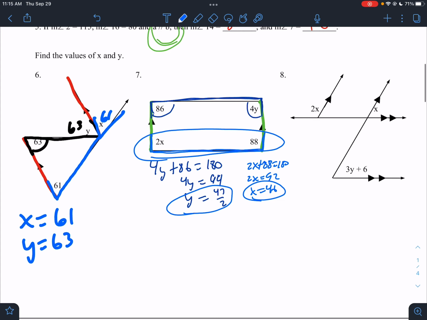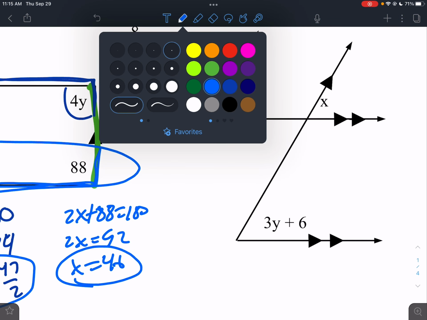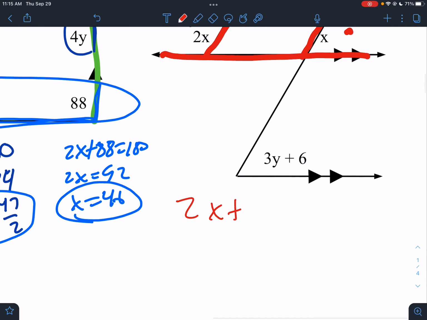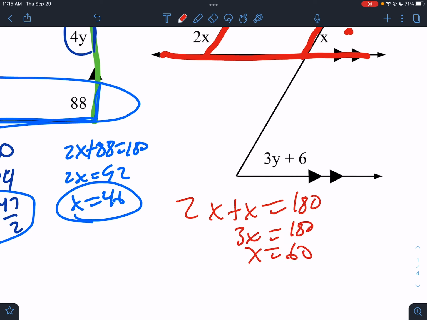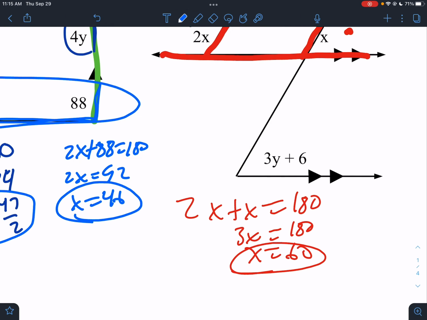Parallel lines, that's the key. Oh, look at this picture. You loving it? I'm loving it. So let's talk about these parallel lines. Boom, boom. Already, what do you know about those two spots? Those are same side exterior. They're going to add up to 180. Don't hesitate. 2x plus x equals 180. 3x equals 180. x equals 60. Got it. We have other parallel lines as well.